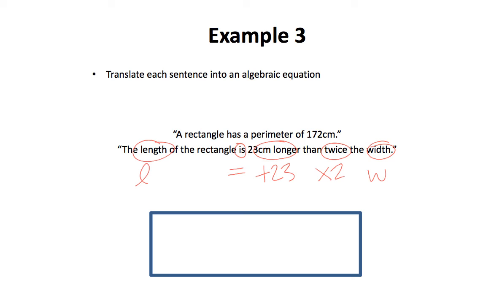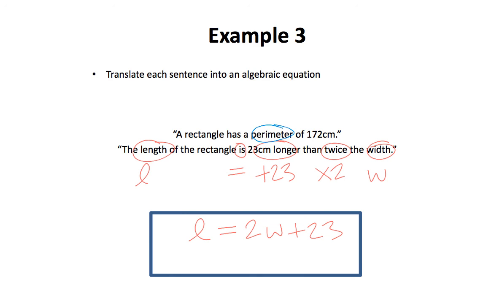Therefore, when I put all of these things together, I get L is equal to 2W plus 23, which means the length of the rectangle is 23 centimeters longer than twice the width. Let's take a look at our first sentence.